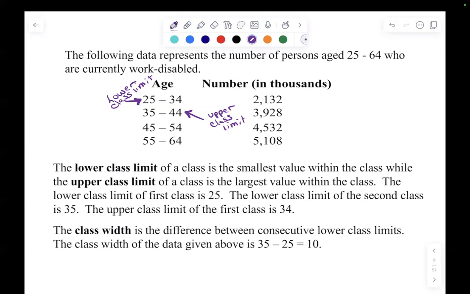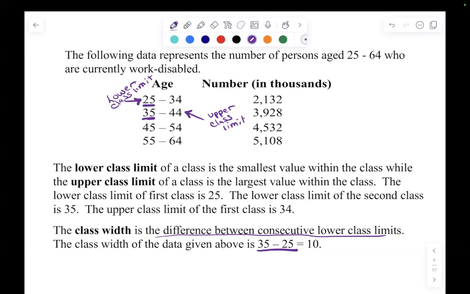Okay, so our class width is the difference between consecutive lower class limits. In this case, I took this 35 and subtracted 25, so I have a class width of 10.